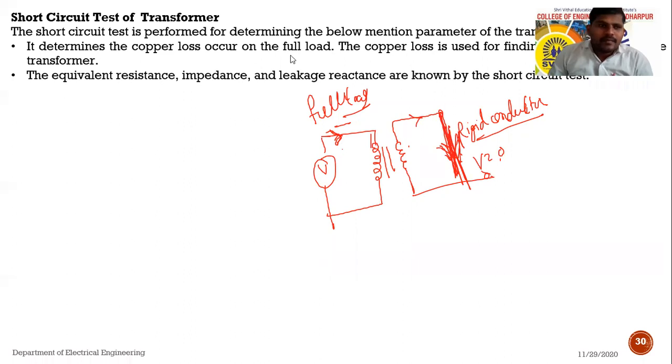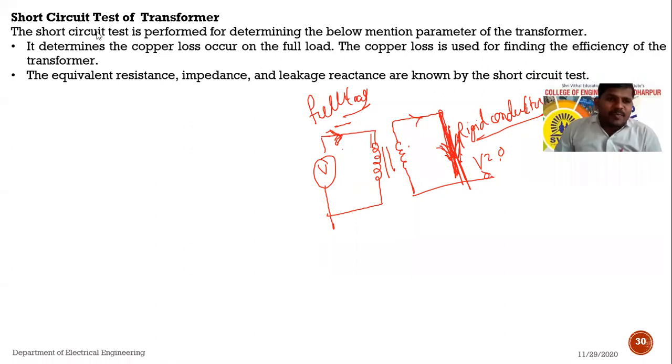See, the short circuit test is performed to determine the below mentioned parameters. Again, the short circuit test can be performed to calculate the copper loss occurring at full load condition, and this copper loss and the previously calculated no load losses. So once we calculate the total loss, we are able to calculate the efficiency of the transformer, right?